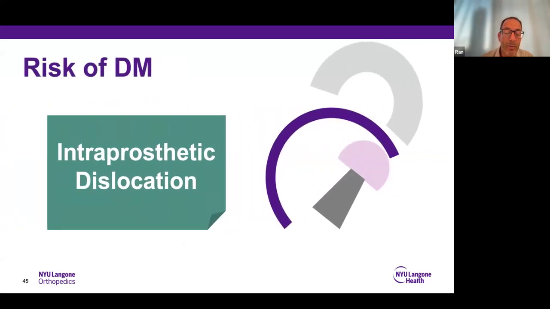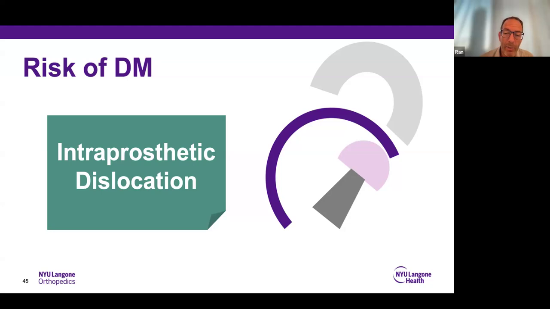Sometimes in hemiarthroplasties, they have a head within a head, like a dual mobility. Sometimes the inner head can separate from the outer head. That's called an intraprosthetic dislocation. That happens more commonly when trying to reduce from a dislocated dual mobility. In hemiarthroplasty, I have not encountered that more than once. But in dual mobility femoral heads, it can happen when you try to reduce it.